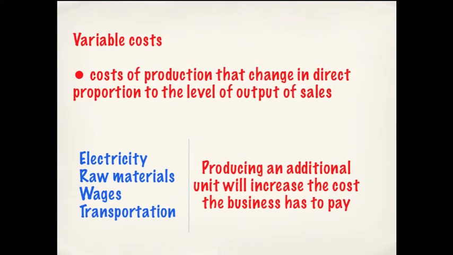Now, what are the examples? Return to HTC. Now, you produce 1 more unit of phones, your machine runs longer, you need to pay more electricity. You also need more raw materials like more plastics, more of the electronics, and also more wages and more transportation costs. Obviously, you need more vehicles to transport the phones if there are many more phones that you are producing.